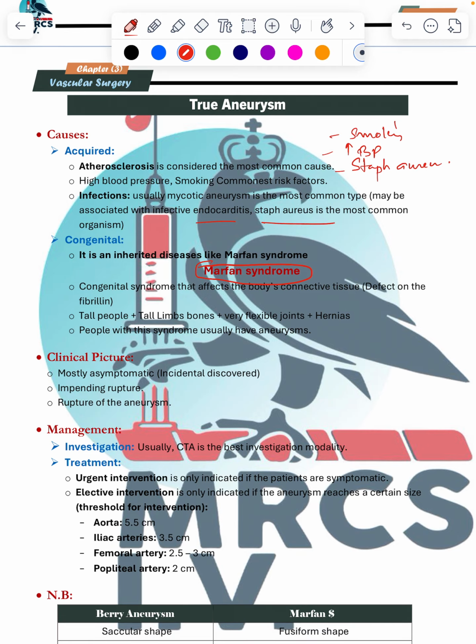A congenital syndrome that affects the body's connective tissue, with defects in fibrillin. This question is also asked. Fibrillin is related to Marfan syndrome. Tall people, tall limbs. What you see is flexible joints and hernia. People with this syndrome usually have aneurysms.